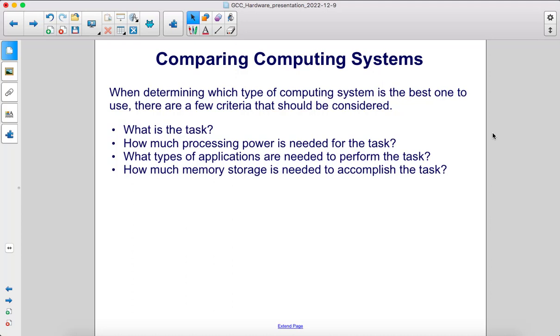When determining which type of computing system is the best one to use, there are a few criteria that should be considered. What is the task? How much processing power is needed for the task? What types of applications are needed to perform the task? And how much memory storage is needed to accomplish the task?